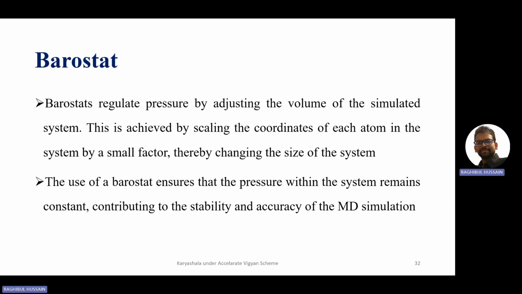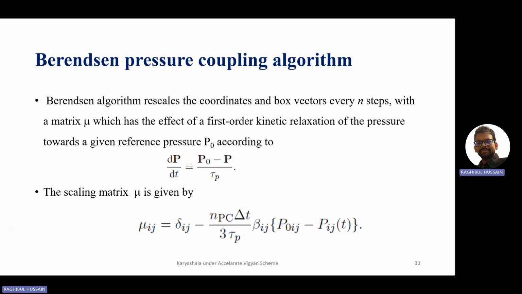Now we come to the barostat. In the same way, when you do this NPT simulation, you need to regulate the pressure. So this barostat regulates the pressure by adjusting the volume of the simulated system. This is achieved by scaling the coordinates of each atom by a small factor and thereby changing the size of the system, because you need to attain the density. Using the barostat ensures that the pressure within the system remains constant, contributing to the stability and accuracy of the MD simulation. So this is the example of the Berendsen barostat.